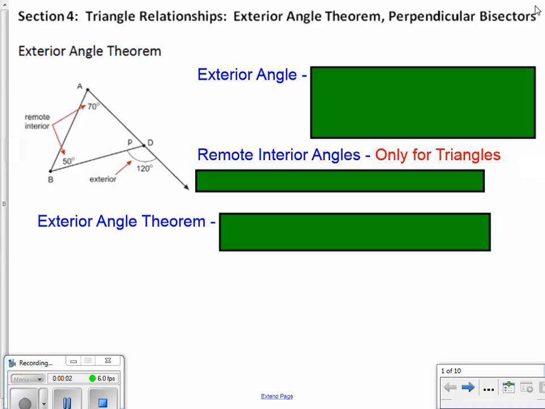This is the last video, or the last section, for Unit 2. It's all about triangle relationships, specifically the exterior angle and the exterior angle theorem, perpendicular bisectors, and we go over a little bit of coordinate geometry, and we'll go over what that stuff means in a little bit here.